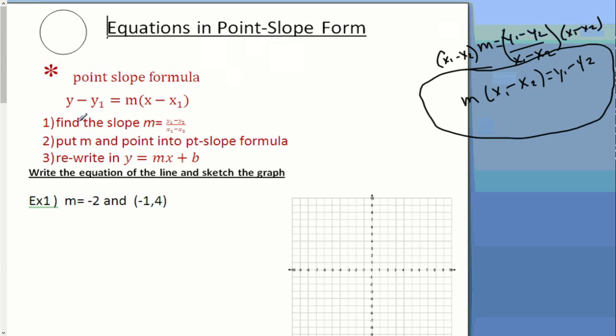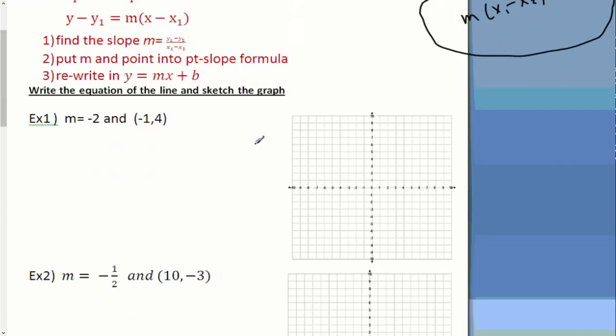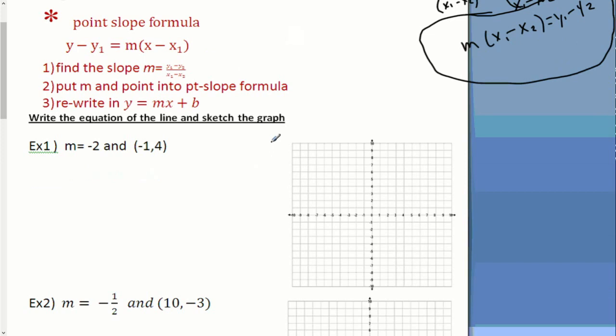Okay? So here are the steps. Find the slope. Then put the point and the slope into the point-slope formula, and then rewrite it in y equals mx plus b and graph it. Okay? So let's try a couple of those. All right. First things first, let's write the point-slope formula. y minus y1 is equal to m times x minus x1.